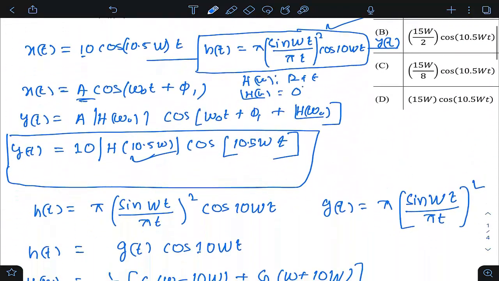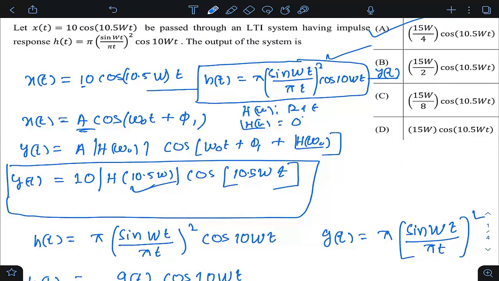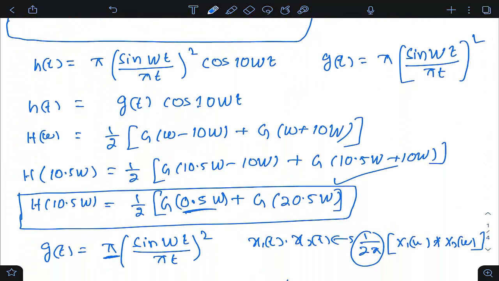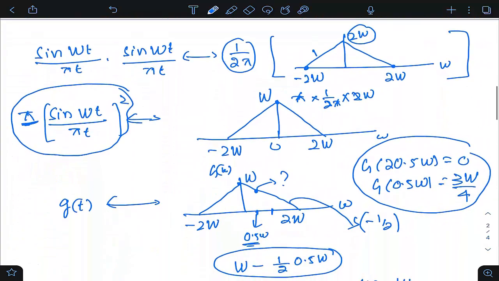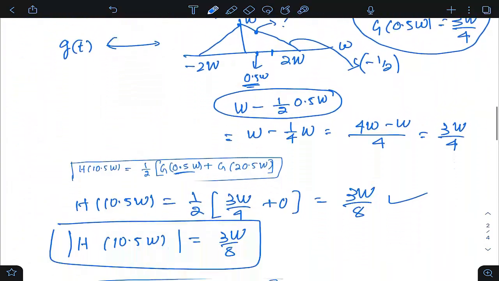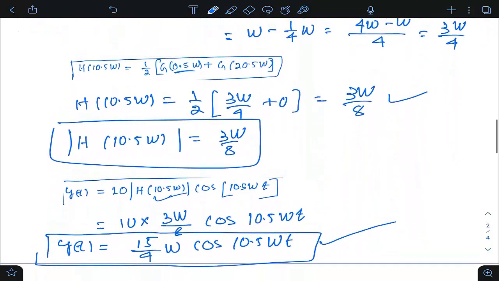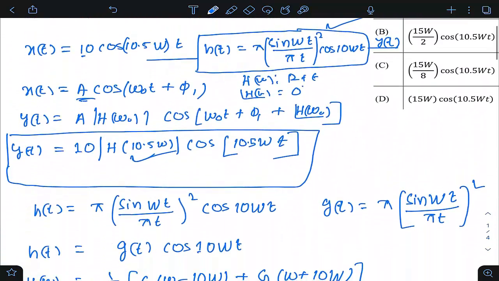So I know, student, this is a bit lengthy. You need to have patience while doing the calculation. It will take at least 7-8 minutes. It's a lengthy question, and because amplitude is what is asked, you have to be very careful regarding the calculation. If at any point you miss calculating the slope and other things, you may lose somewhere in between, right? So the answer is option A, 15 by 4 w cos 10.5wt. To summarize, what I did in this question is, we know that if the input is sinusoid, output is sinusoid.